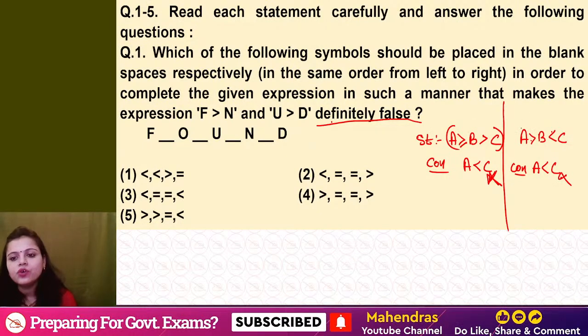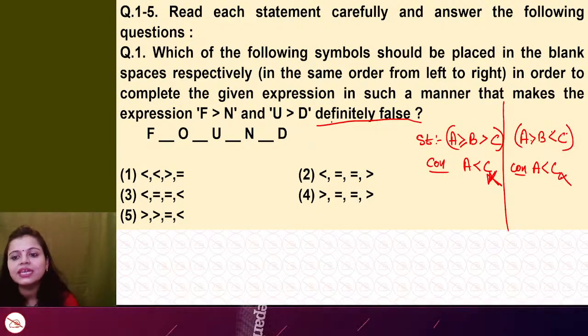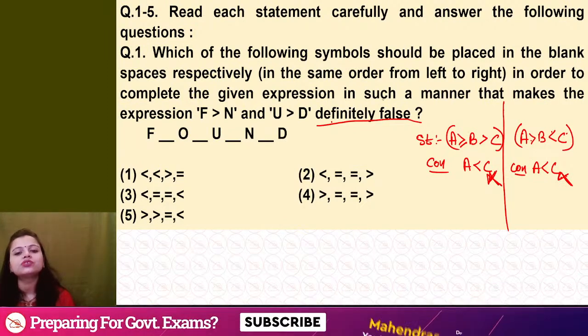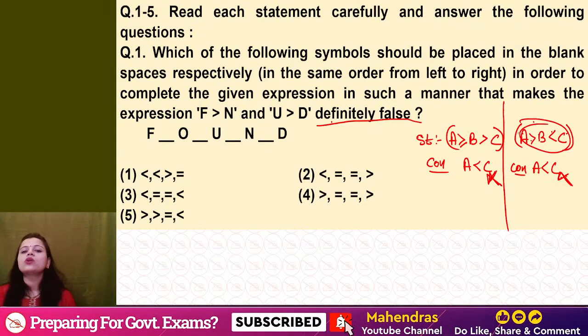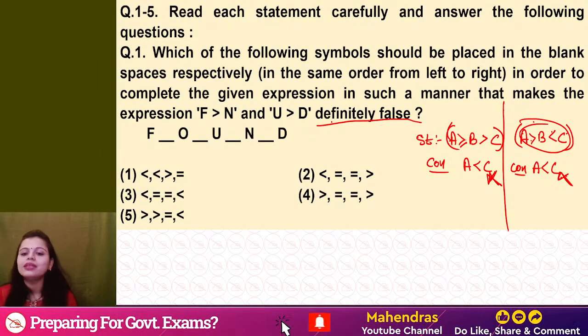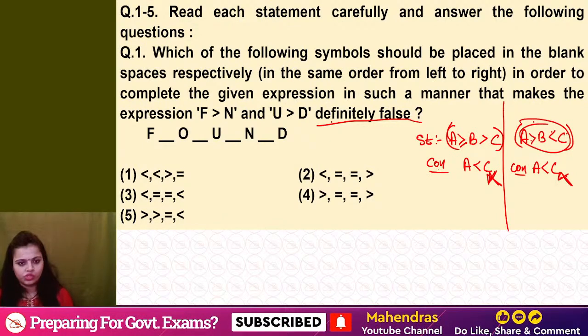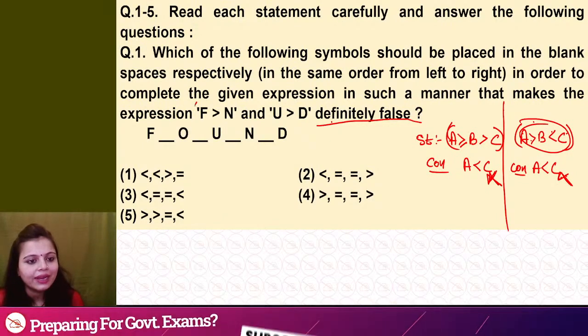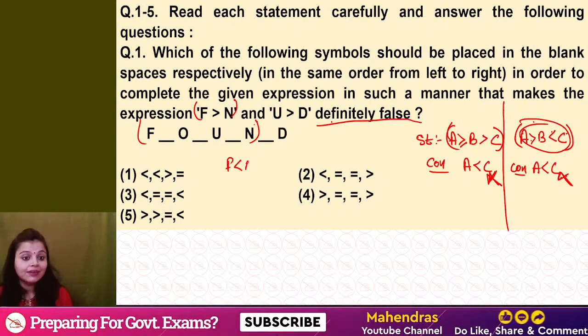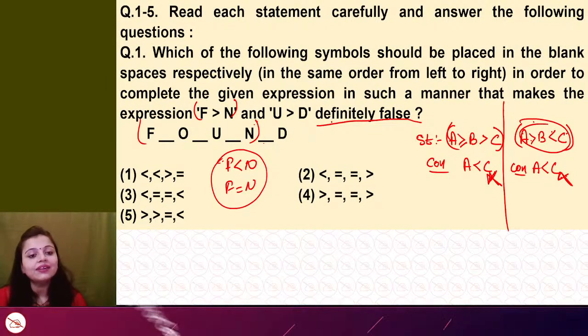But in the second one, what's the relation between A and C? It's a case of "can't be determined". From that, if you are saying A is less than C, it's wrong, but not definitely wrong. So definitely false does not follow the can't-be-determined case. It only follows when you are getting the definite relation and the opposite of that relation is present in the conclusion. So they want F greater than N definitely false. That means you have to prove either F less than or F equal to N. Then only you will get F greater than N definitely false.